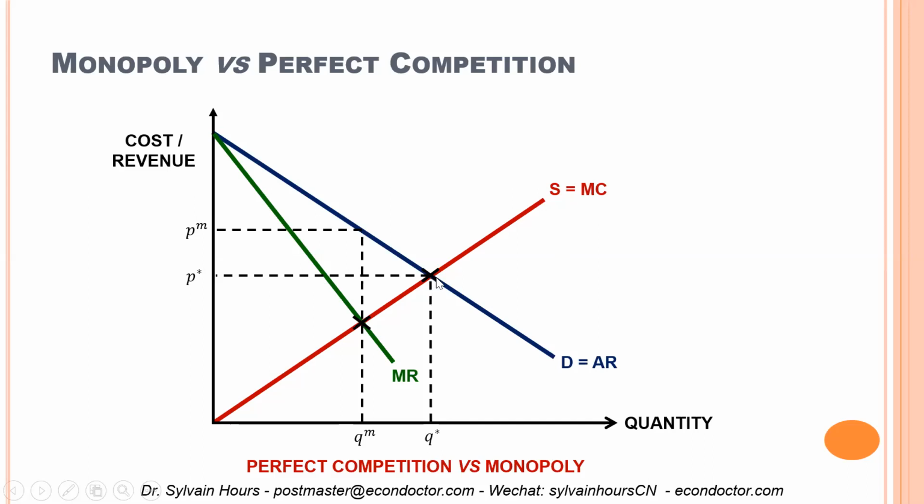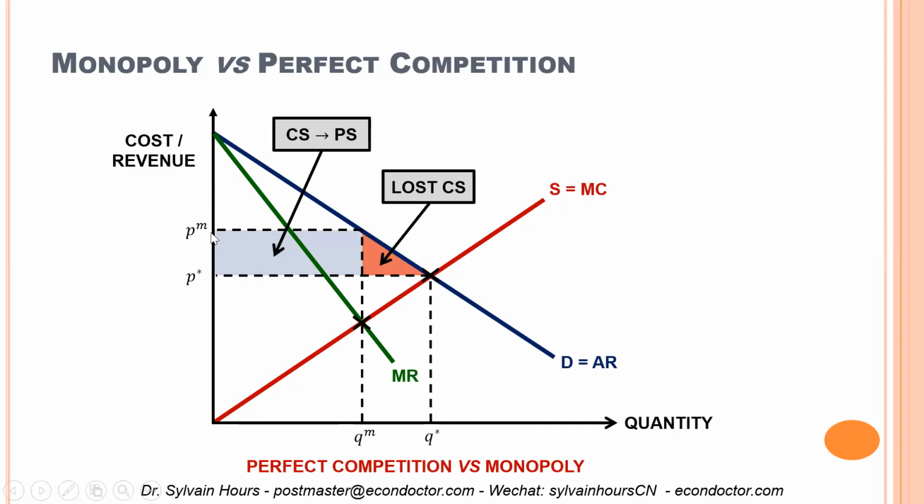Remember that this big triangle was the consumer surplus in perfect competition. And in a monopoly, the consumer surplus is just this small triangle. So we have this area that is the lost consumer surplus. When we move from perfect competition to monopoly, this is what consumers lose. But not all of it is lost for everyone, because the blue shaded area used to be consumer surplus in perfect competition, and it becomes producer surplus in the monopoly.